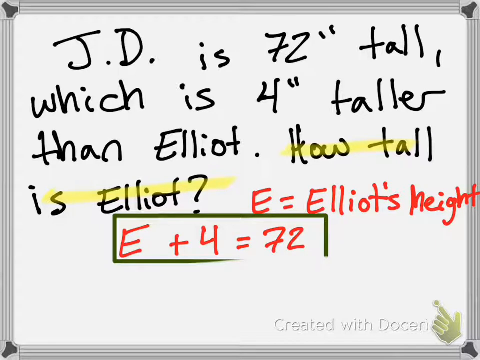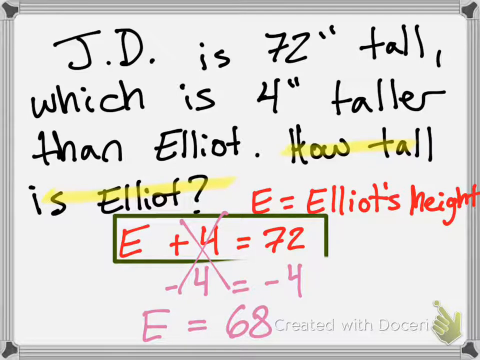So, now we need to solve the problem. How do I do that, Daniel? You subtract 4 from both sides. Excellent. Minus 4 on both sides. This goes away. I'm left with E is equal to 68 inches. Excellent. Try to avoid having a negative in front of your variable just because it makes it harder. It's not impossible, just makes it harder.